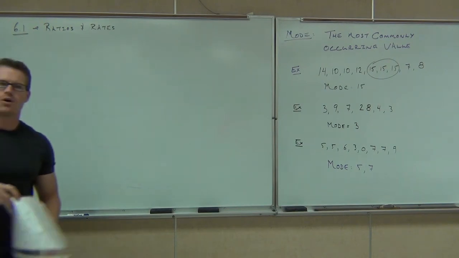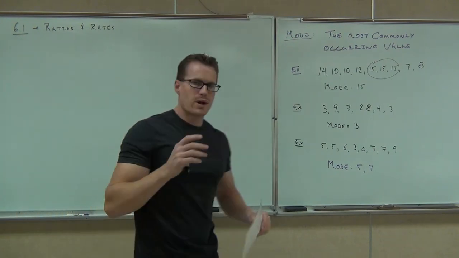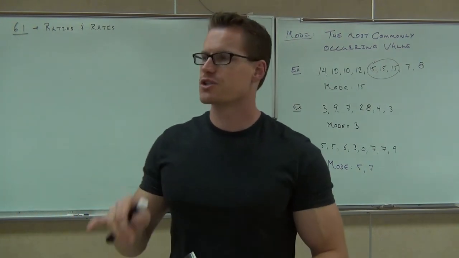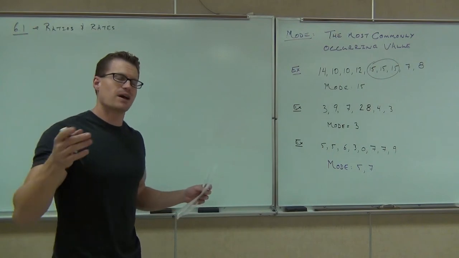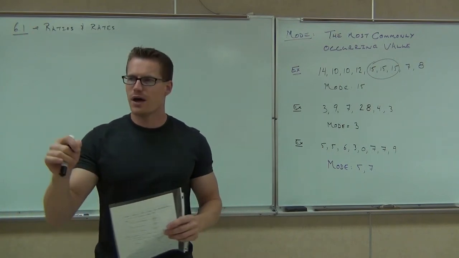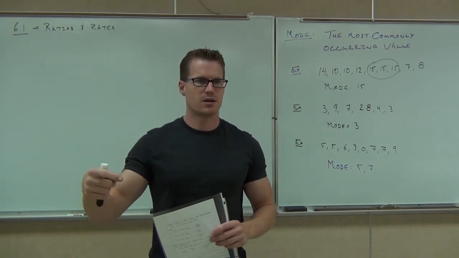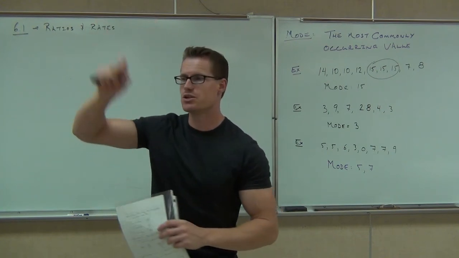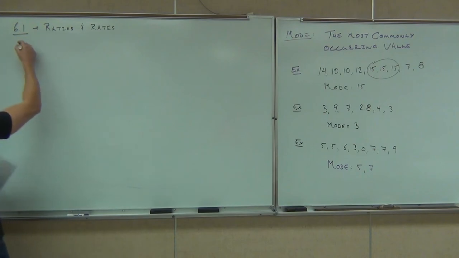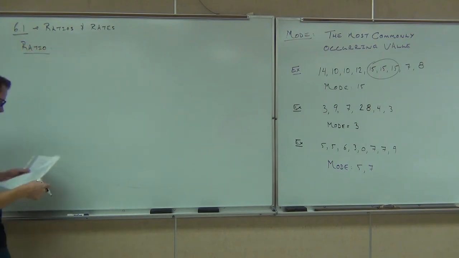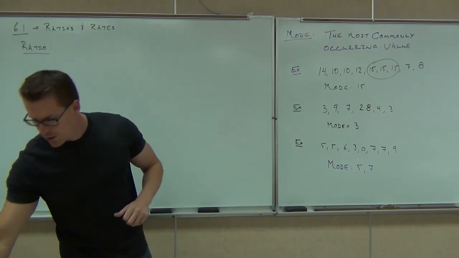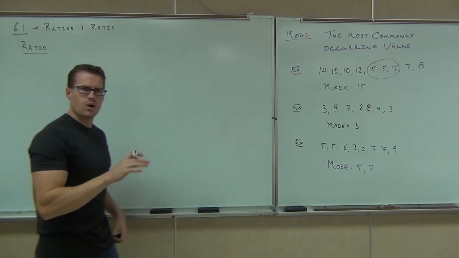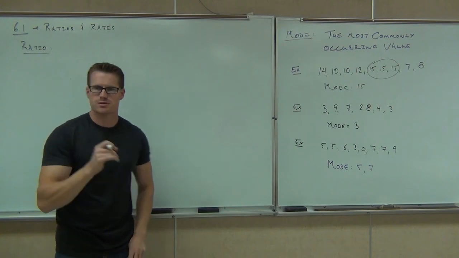Here's what you need to know about a ratio. A ratio basically just compares two numbers. That's all a ratio is. In fact, you've seen ratios before. That whole fraction section that we did, every fraction is automatically a ratio. It's just comparing two numbers. So a ratio, what we're talking about is a comparison of quantities with the same units.